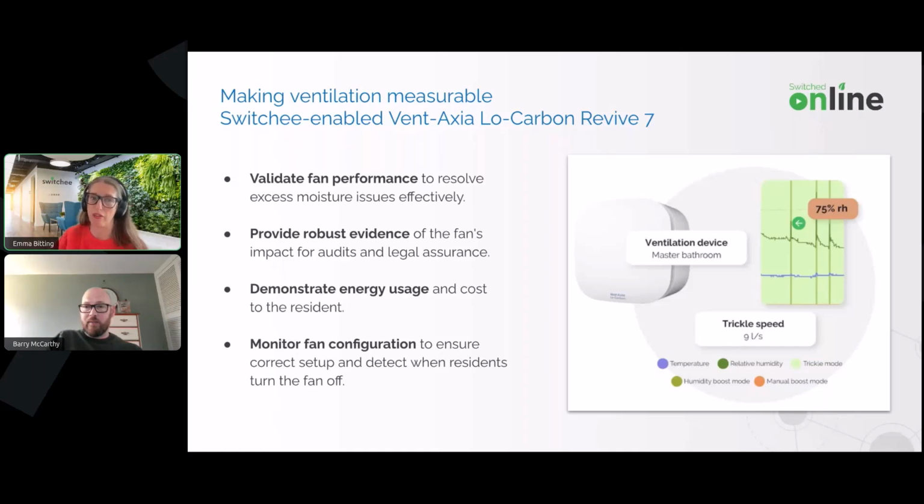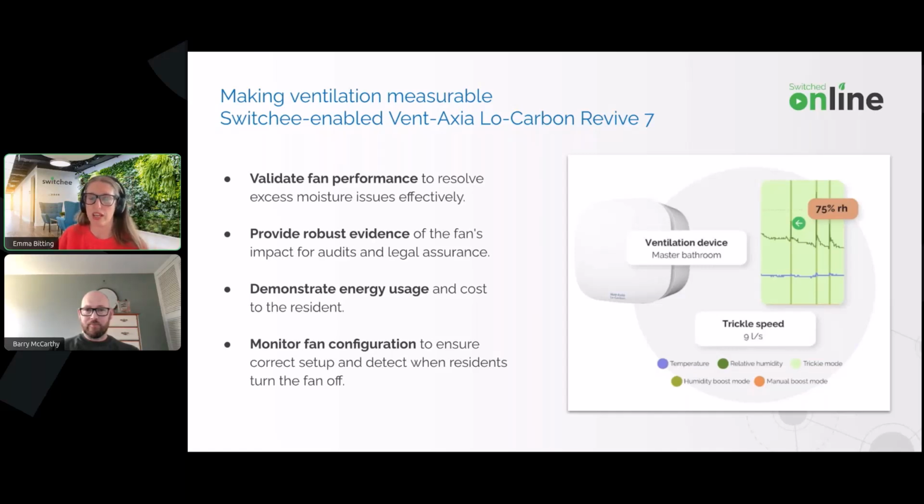And what's really powerful here goes back to what Barry was saying about residents not always telling us what's actually happening in the home. So we may be told that ventilation systems are being used, but are they? They may not tell us that there's a problem with the ventilation system because they're not aware, but we could see it without even having to visit the home.